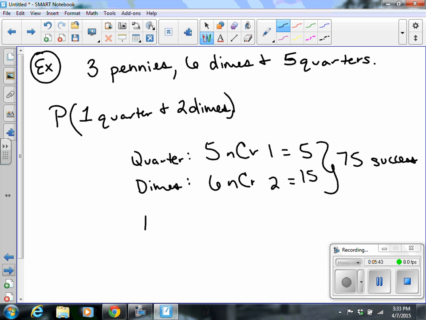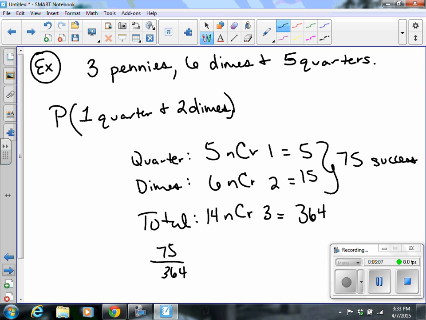Now my total, I have 14 choose 3, which gives me 364. So now I'm going to set up my probability, and I have 75 over 364, which doesn't reduce. All right, so this is just a probability.